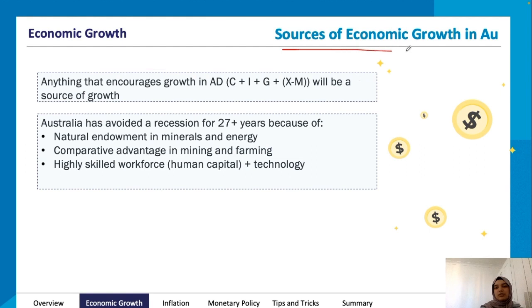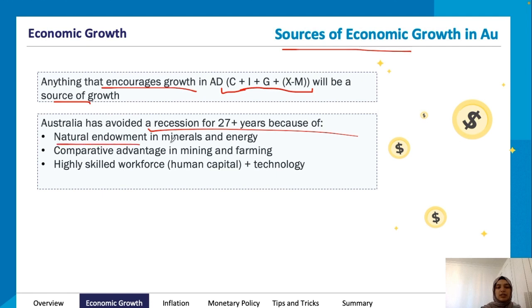So, sources of economic growth in Australia. Anything that encourages growth in aggregate demand, going back to our aggregate demand formula, which we discussed earlier, will be a source of growth. Australia has avoided a recession for 27 plus years. Remember the world record we broke in 2020?